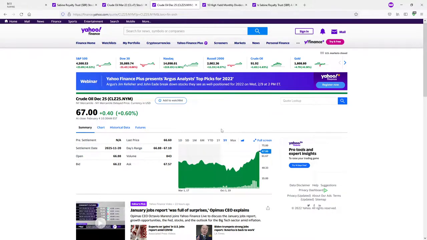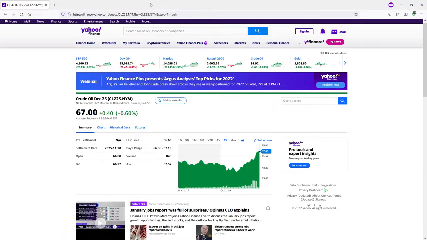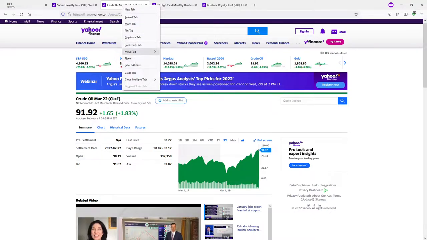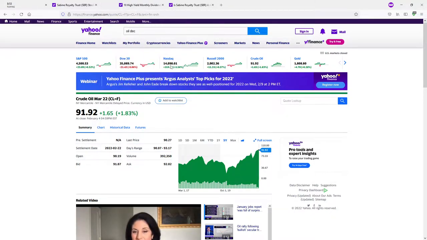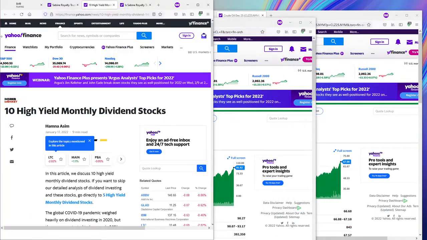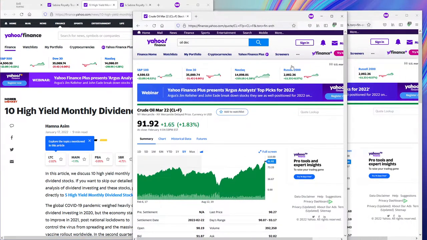Take a look at the 5-year here. Okay, that's definitely interesting. So I'm going to move this to a new window. Where is new window? Move tab to window. I'm going to move this to a new window. Okay. Move this over here. Move this here.